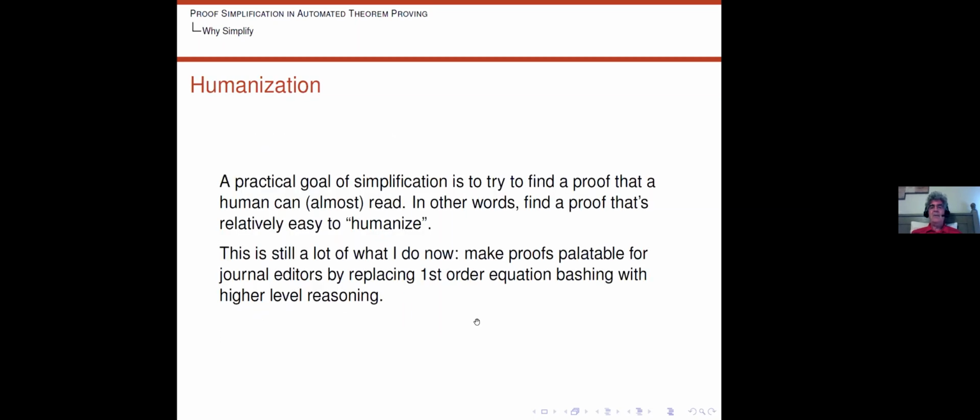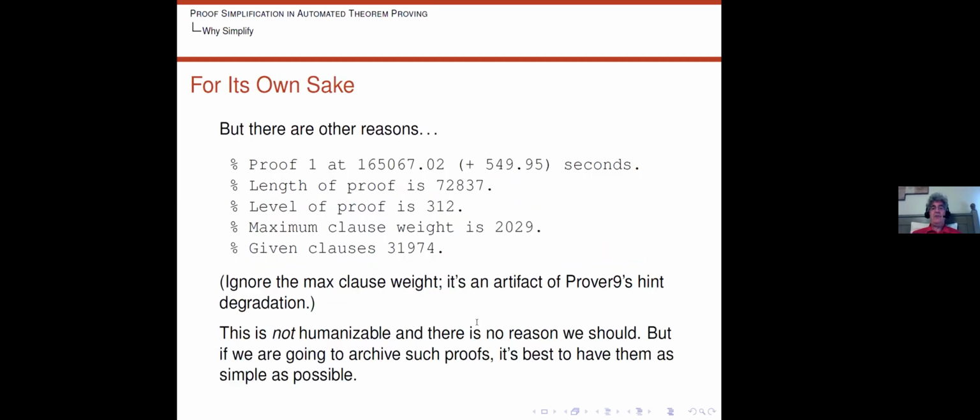Okay, finally, let me talk about humanization, just to finish up, dovetailing with the previous talk. One of the practical goals of simplification is exactly humanization. Because we do want to sometimes make our proofs palatable for journal editors so that they will actually accept our papers. But there are exceptions to that. Here is an actual proof header from an actual proof. This is the current record.